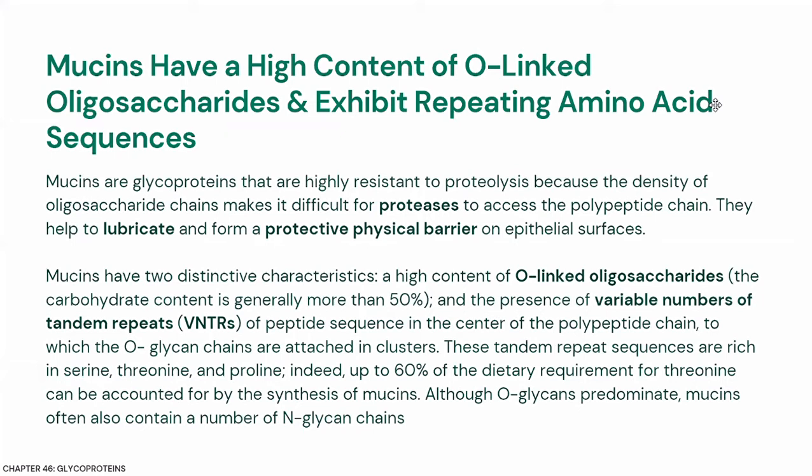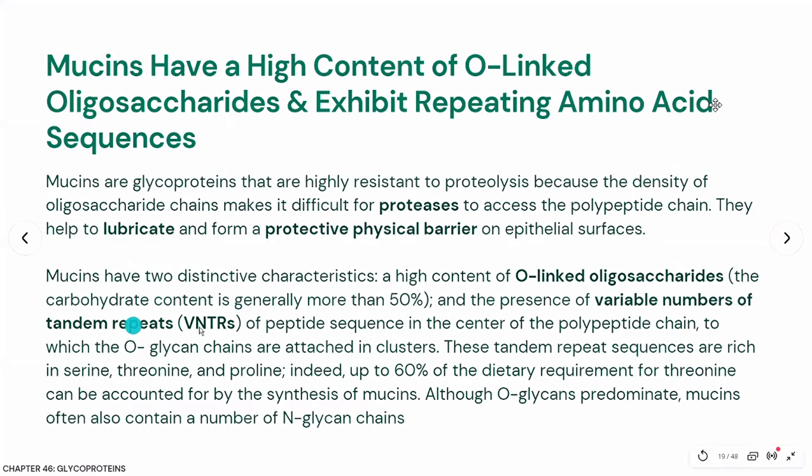Mucins have two distinctive characteristics: a high content of oxygen-linked oligosaccharides, generally more than 50%, and the presence of variable numbers of tandem repeats of peptide sequence, or VNTRs. So what do you mean by this? Variable numbers of tandem repeats, meaning of the same amino acid sequence.